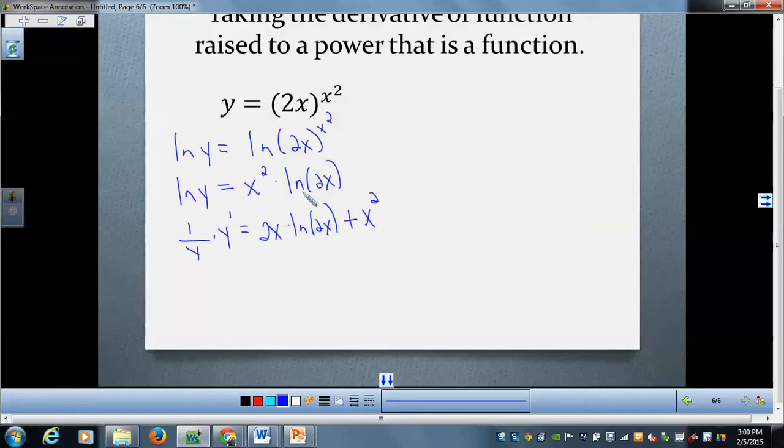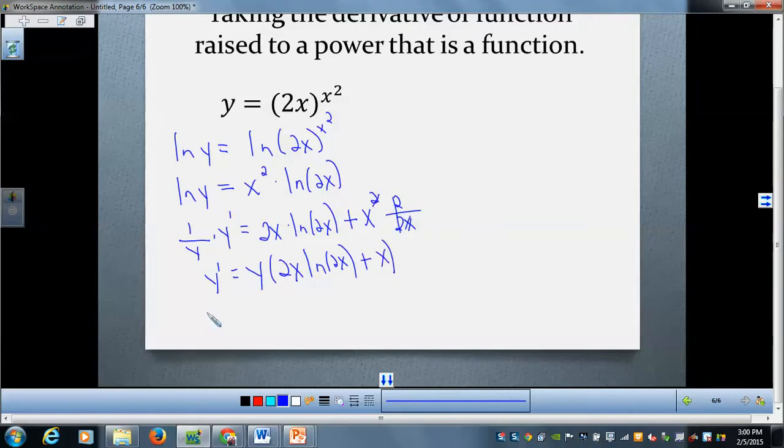Now, when we do this, we have to follow our rules for the derivative of natural log. So the derivative of natural log of u is 1 over u times du/dx, which is 2. Then if we clean this up, y prime equals, I'm going to cross multiply and multiply by y, and that's 2x natural log of 2x, and then the 2's cancel with an x here, and then plus x here.